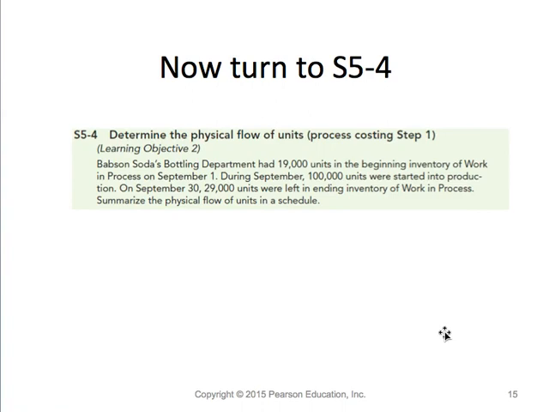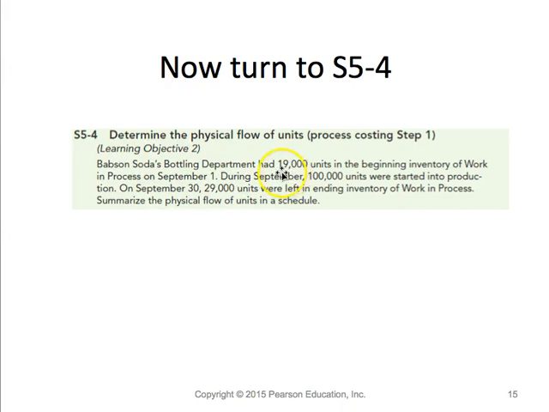In the book, there's an exercise at the back of chapter 5. It's S5-4. I'm going to take a look at how we determine the physical flow of units, the processing cost of step 1. So here is Babson Soda's bottling department. They bottle the soda for other companies, so they have a bottling department.